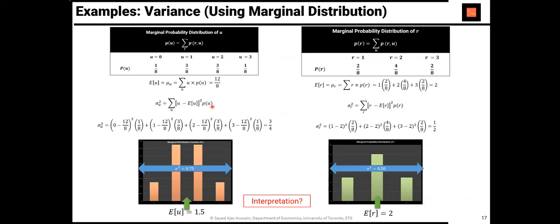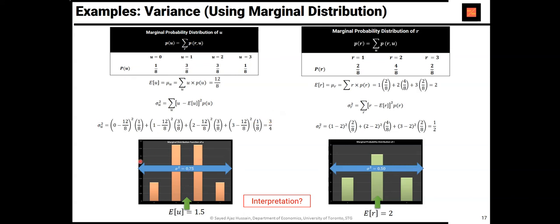Now let's go a bit slowly. How do you read this expression? Take each value of u, subtract off the expected value. So 0 minus 12 over 8, squared, times the probability 1 over 8. Next up, 1 minus 12 over 8, squared, times its probability 3 eighths. 2 minus 12 over 8, squared, times that probability 3 eighths. 3 minus 12 over 8, squared, times its probability 1 eighth. Do this, and the answer comes out 3/4.